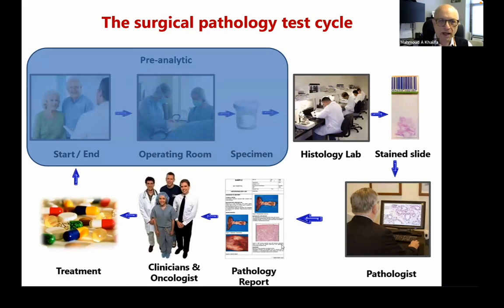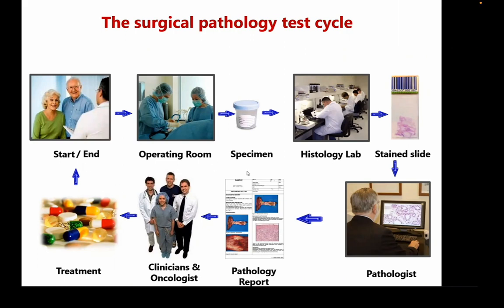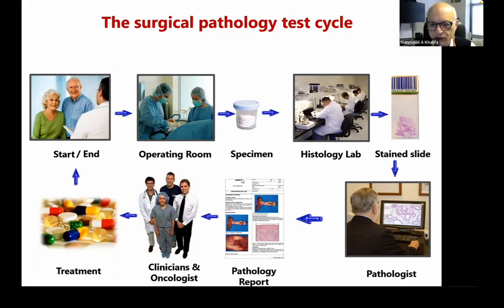I want to start with the surgical pathology test cycle that we all know. The clinician sees the patient, takes them to the OR, takes a specimen, and sends it to the lab. You get a biopsy, look at the slide, and release a report to the clinician, and the clinician gives the treatment to the patient. This is what we call the test cycle in surgical pathology.